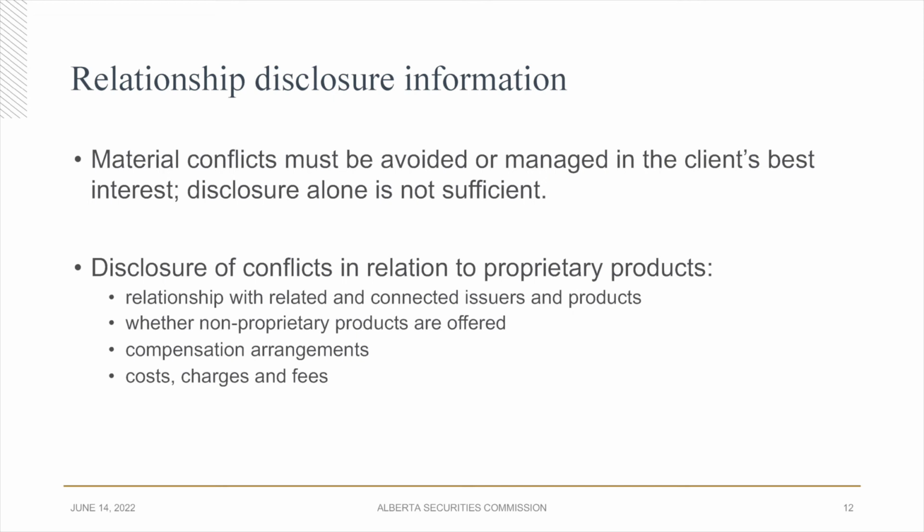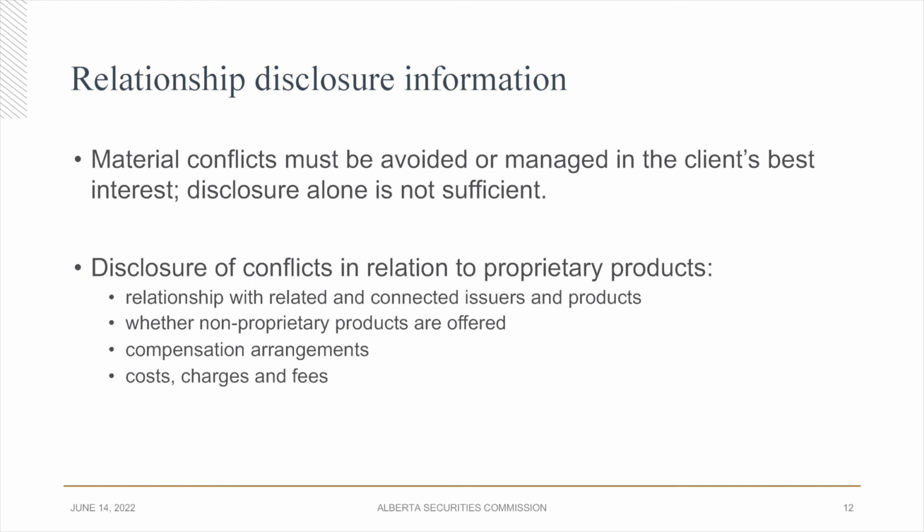With respect to conflicts in relation to proprietary products, disclosure should include the firm's relationship with related and connected issuers and products and how the relationship may lead to a material conflict, whether non-proprietary products are offered through the firm or a mix of proprietary and non-proprietary products are offered. If only proprietary products are offered, firms should consider disclosing the impact of this decision to investors.